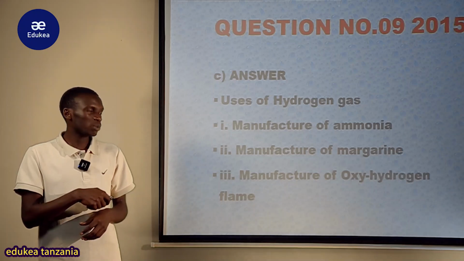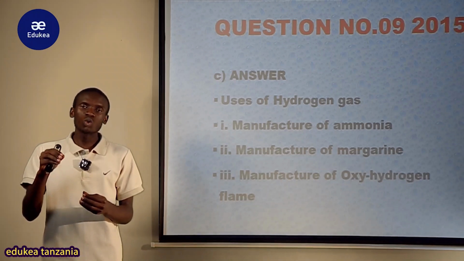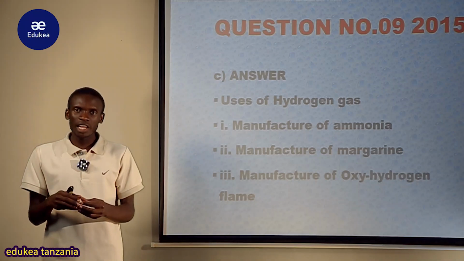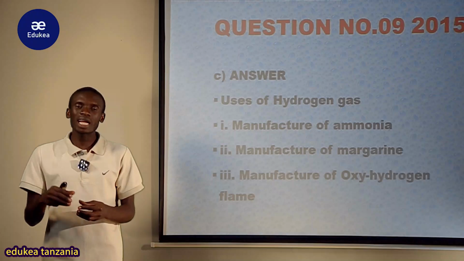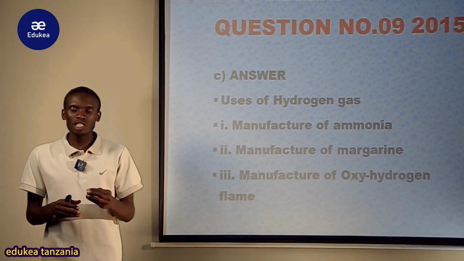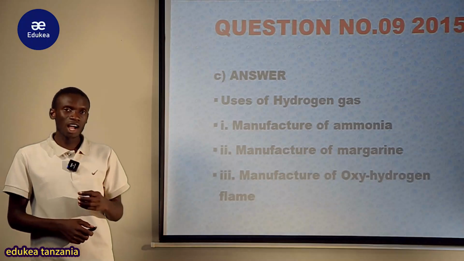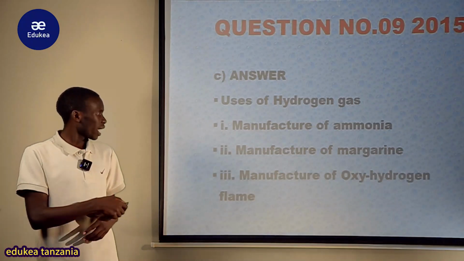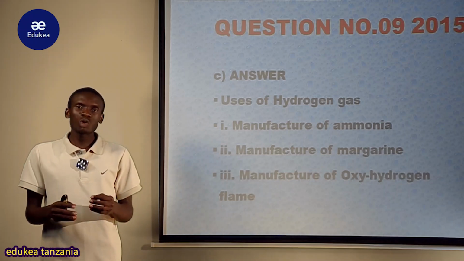So this margarine is produced by the addition of hydrogen to oil, and it produces this margarine in the presence of nickel catalyst. Nickel catalyst, when it is present, makes this process succeed. And also it is used in the manufacture of oxyhydrogen flame. It is used to produce oxyhydrogen flame.